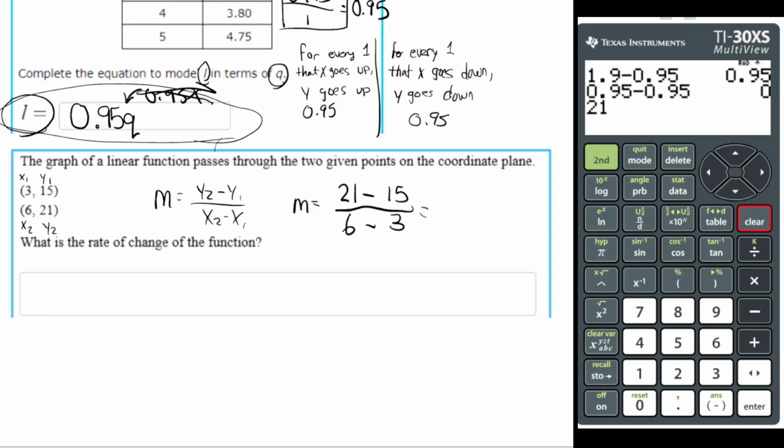21 minus 15 would be 6. 6 minus 3 would be 3. 6 divided by 3 would be 2. So your rate of change is 2. That's it. Just 2.